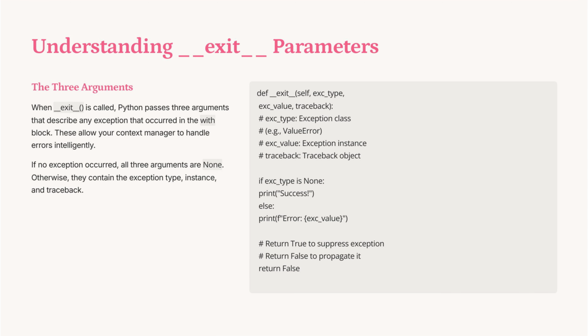The __exit__ method in context managers receives 3 arguments: exc_type, exc_value, and traceback. These parameters help manage exceptions. If no exception occurs, all are None. Otherwise, they provide details about the error. Returning False allows exceptions to propagate, while True suppresses them. Use this mechanism to handle errors effectively within your context manager.